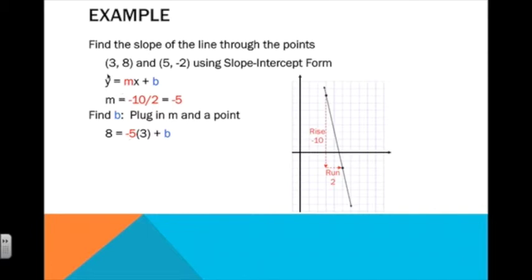Now I chose the point (3, 8). 3 is our x-coordinate, 8 is our y-coordinate, so you'll notice I plugged in 3 for x and 8 for y, and now b is the only part of our equation that we don't know. So now it's a simple matter of algebra. I simplify, and then I add 15 to both sides, and I find out that b is equal to 23. So now I can write my equation, y equals negative 5x plus 23.